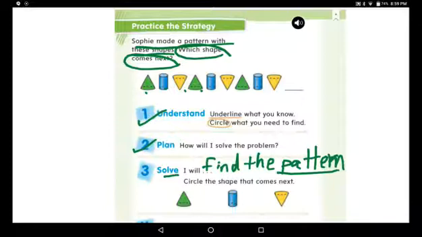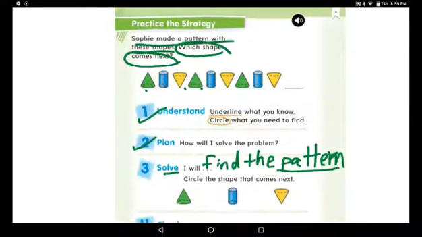Okay, let's see. Look at the pattern up. Green cone, blue cylinder, yellow cone. Then again, green cone, blue cylinder, yellow cone. So you can see that you are repeating the sequence of the shapes 3 times. You are repeating green cone, cylinder, yellow cone. This is the second one. Again, green cone, blue cylinder, yellow cone. So this is the third one.